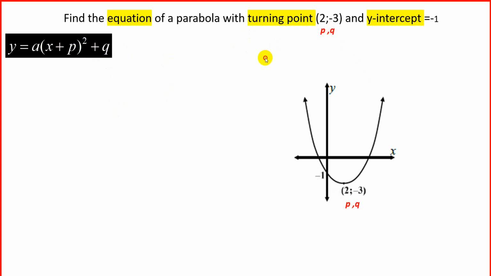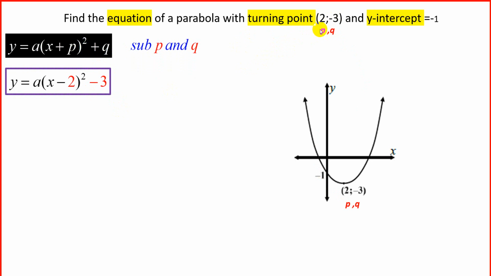So we're going to substitute our p and q value. Also remember, when we substitute p, we need to do a change of sign. So we have a into x minus 2, changing the sign of 2, and your q value is -3.